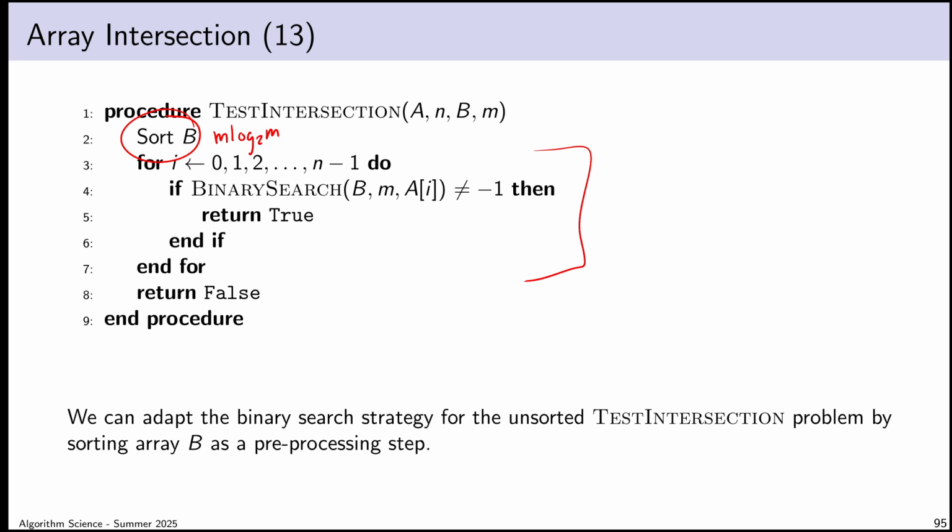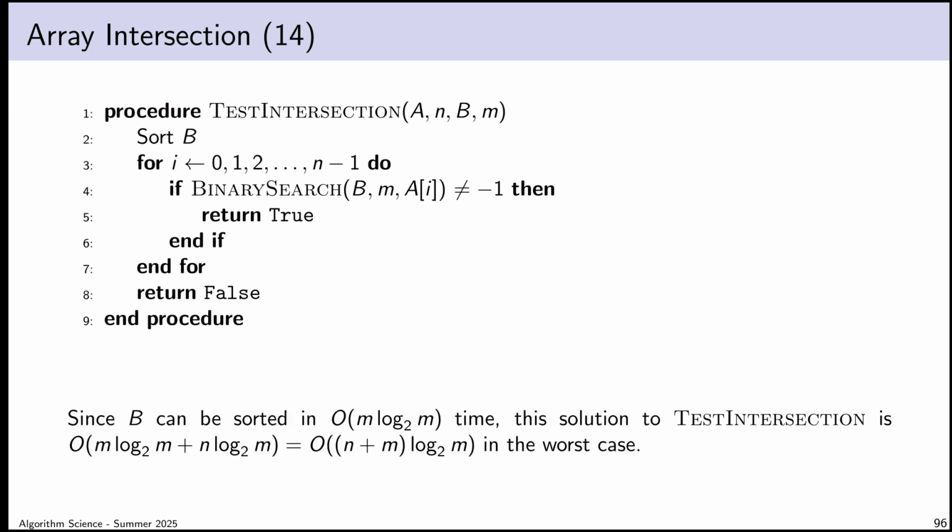So I just adapted my binary search strategy for the unsorted version of the problem by first sorting the array as a pre-processing step. If I stare at this a bit, the running time is basically just the running time of the sorting followed by n times log m. And so we can express that in a couple of different ways. Notice that I'm using a big O expression here.